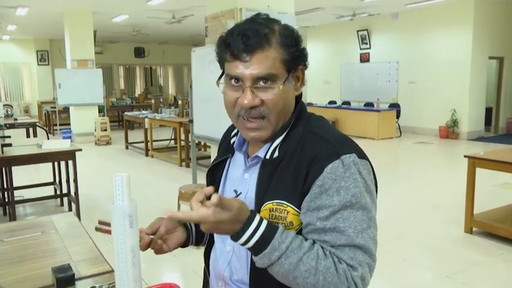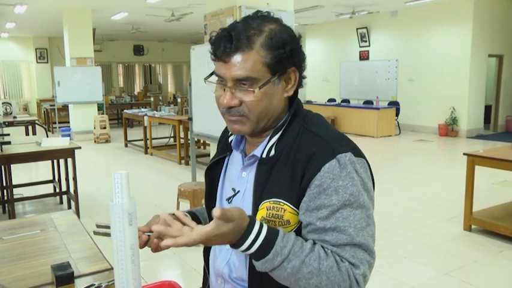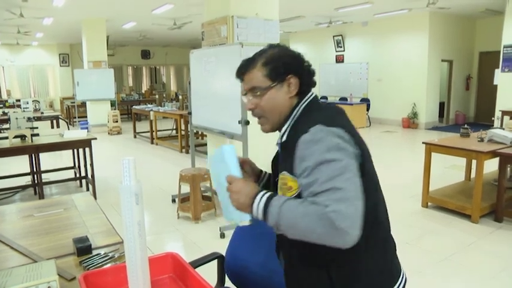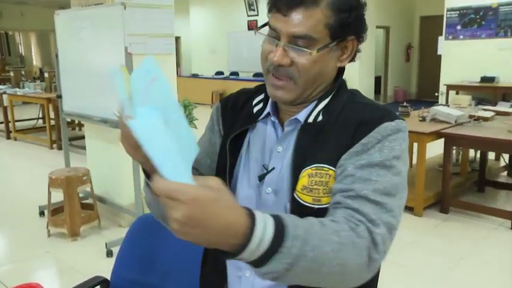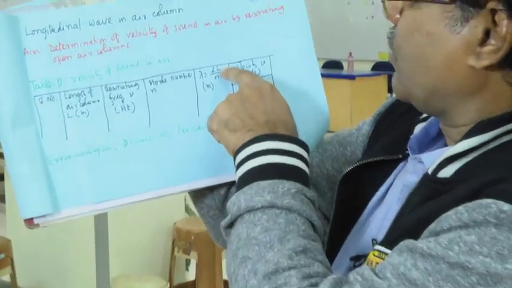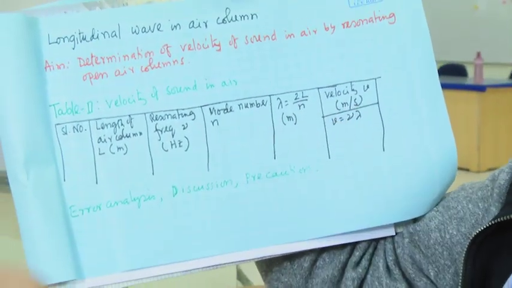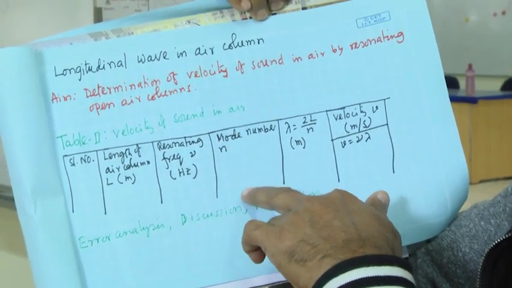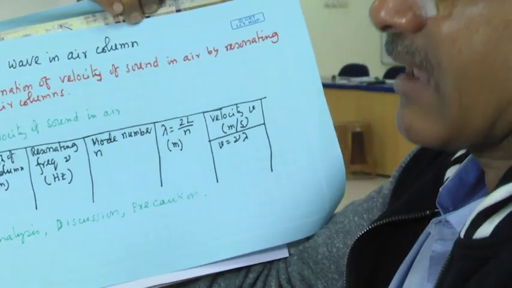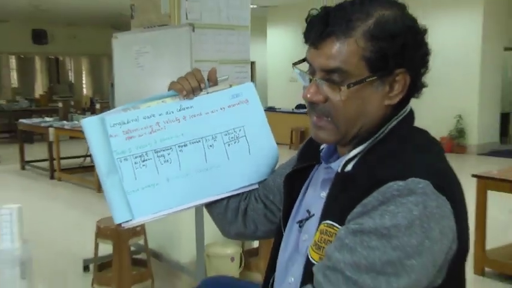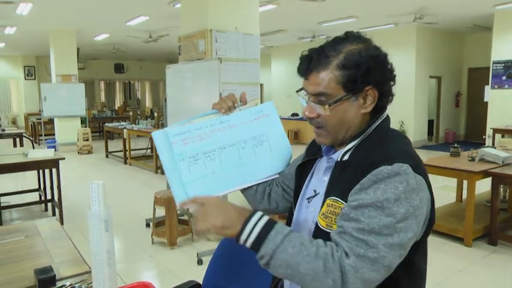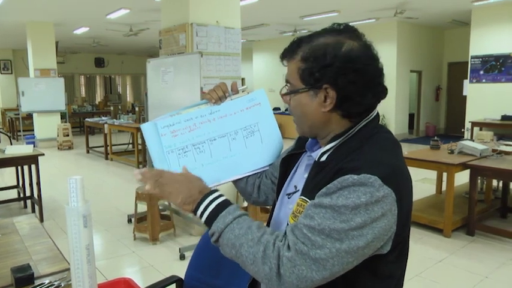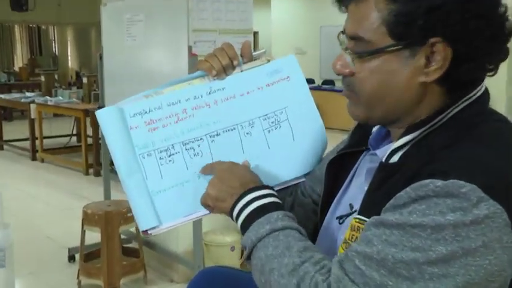Then you will get the lambda from L equal to 2L by N. N is 1, this is the fundamental one. N equal to 1 all the time, because others you can also find out, but then you have to take a higher length. So that's why we are not varying this N, we are varying the frequency, okay.